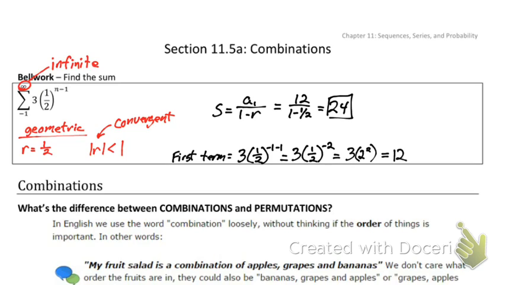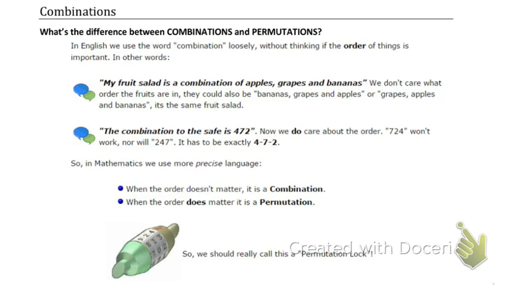Other questions? Questions going once, twice. Make sure you know this stuff because we're going to go into combinations next. So don't be sitting there with one that you kind of know how to do, but not really. Okay, then we will go on to combinations.